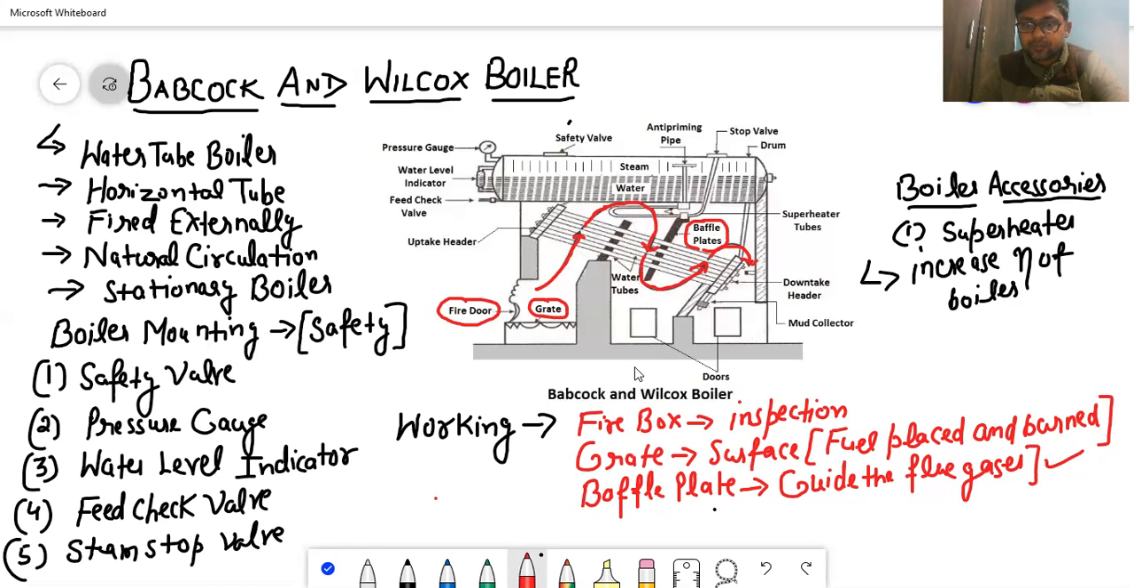Next is the angle of the tubes. So these tubes which are shown to you, their angle is basically inclined at an angle of 5 degrees to 15 degrees. Clear? This is the angle at which the tubes are inclined.